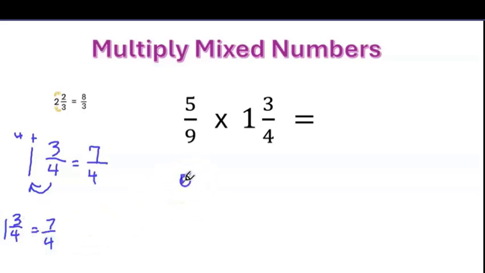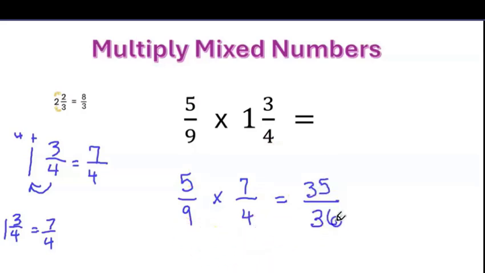Now I can rewrite the problem. 5 over 9 times 7 over 4 equals, and unlike adding and subtracting where you have to have like denominators, you don't have to do that for multiplication. You simply multiply the numerators and multiply the denominators. So 5 times 7 is 35. 9 times 4 is 36. And that's actually already simplified. So my answer is 35 over 36.